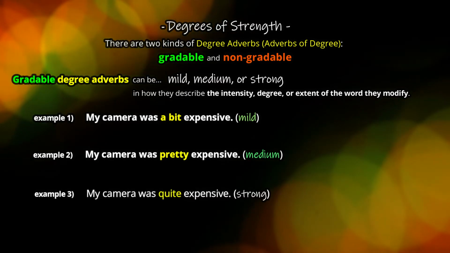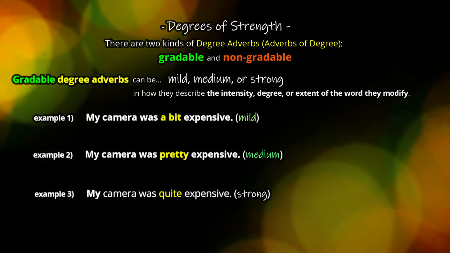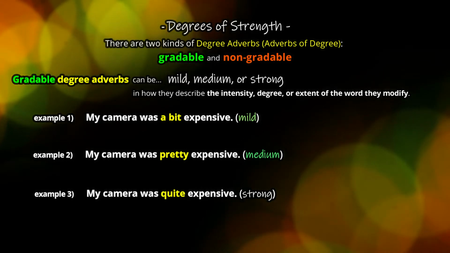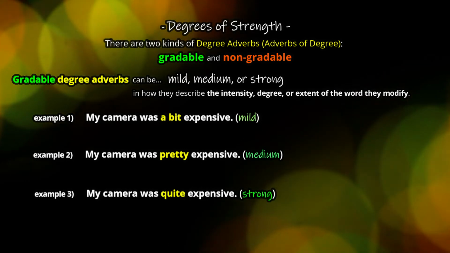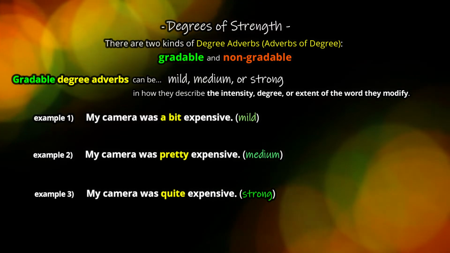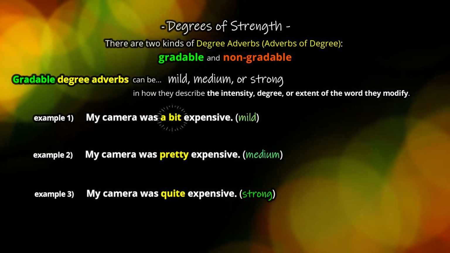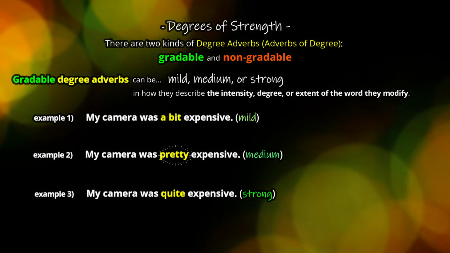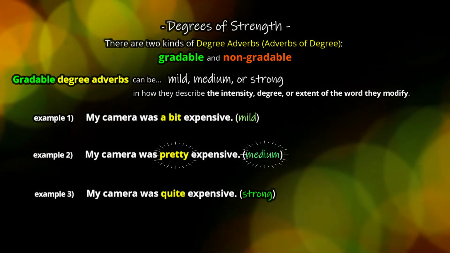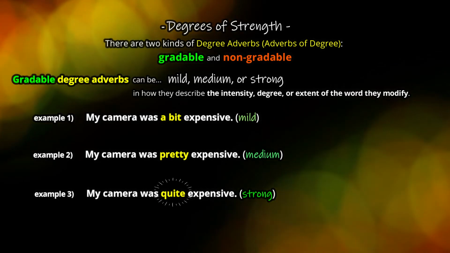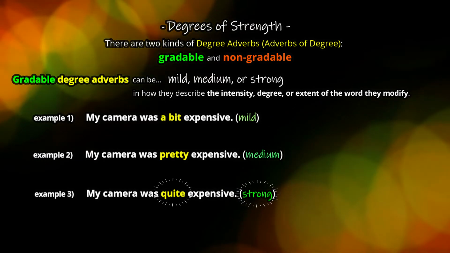And then we have our final example, number 3. My camera was quite expensive. So you can see the 3 degrees of strength here. You see a bit expensive, which is mild, pretty expensive, which is medium, and quite expensive, which is strong. Got it?